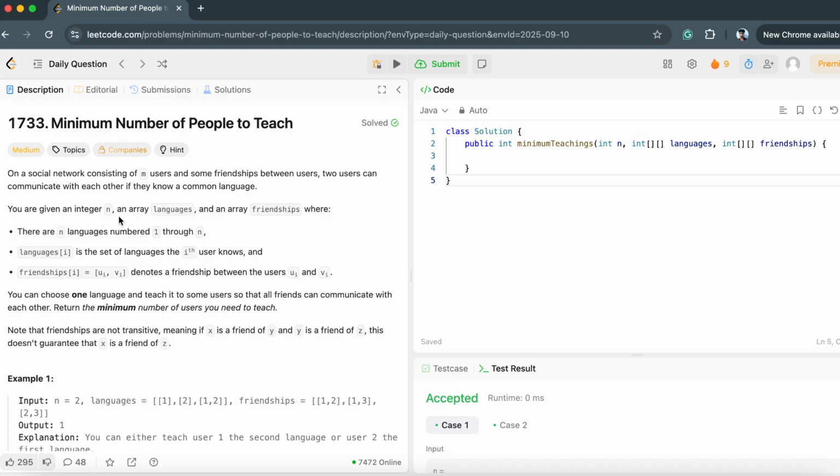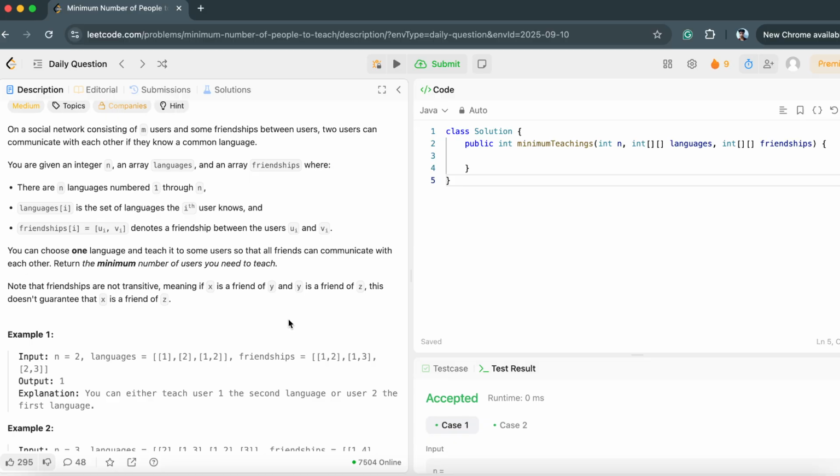You are given an integer n and an array languages, and also another array friendships, where there are n languages numbered from 1 through n. The languages[i] is a set of languages the ith user knows. And friendships[i] equals [ui, vi] denotes a friendship between the users ui and vi. You can choose one language and teach it to some users so that all friends can communicate with each other, and we have to return the minimum number of users we need to teach. Okay, I guess the question is pretty much clear.